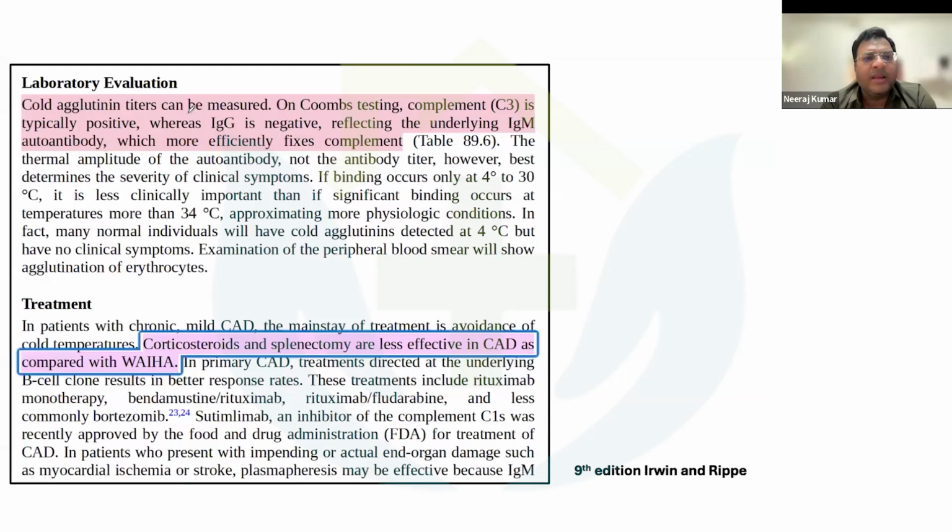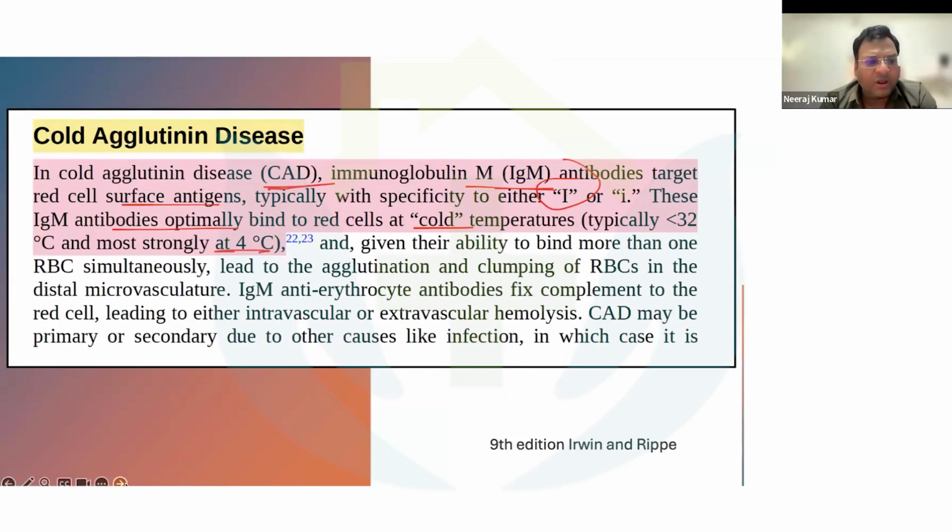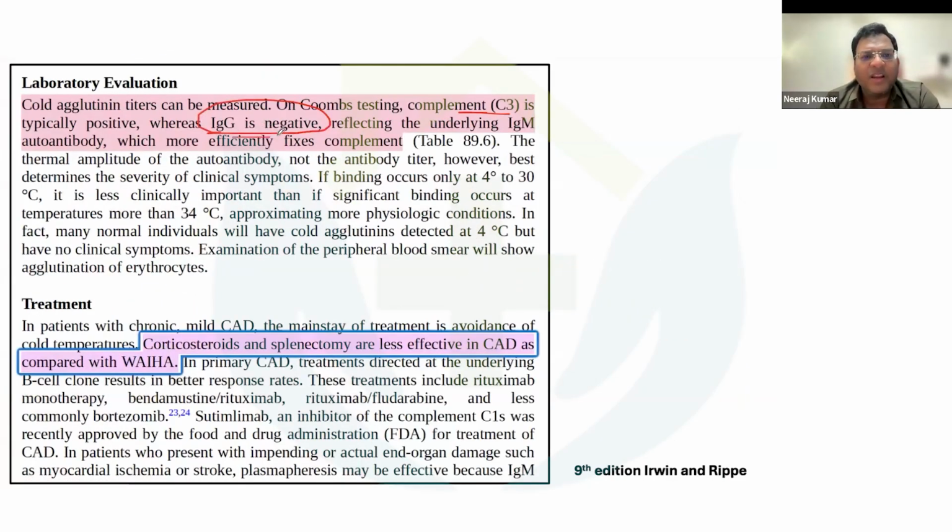The second option is the cold agglutinin titer. If you do a Coombs test, most of the time the IgG is always negative, because here IgM positivity is there. It reflects the underlying IgM autoantibody, which is more efficiently fixing the complement as well. So C3 is positive and your IgG is negative.